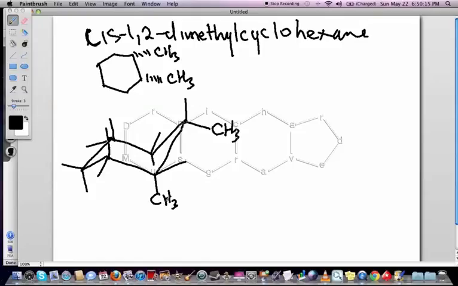Now I know what some of you are saying. You're saying, well, hang on, if that one's equatorial and that one's axial, how can they be cis? Well, cis doesn't matter as far as axial or equatorial goes. All that matters is that they're both sticking downwards relative to the ring. This one's sticking down and this one's sticking down. Now we can put our hydrogens on.